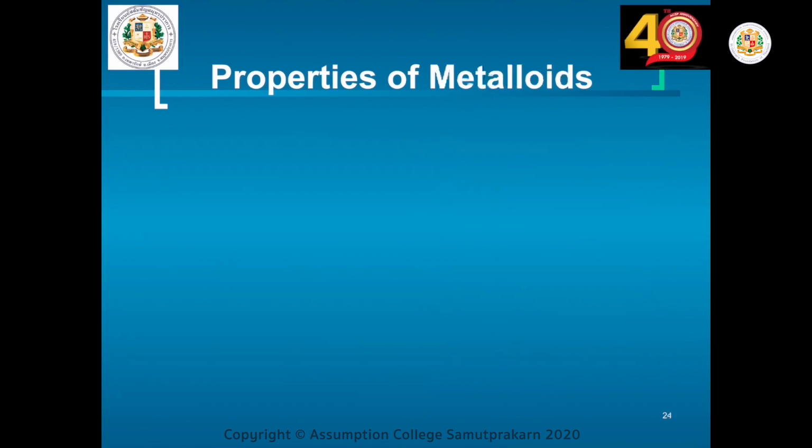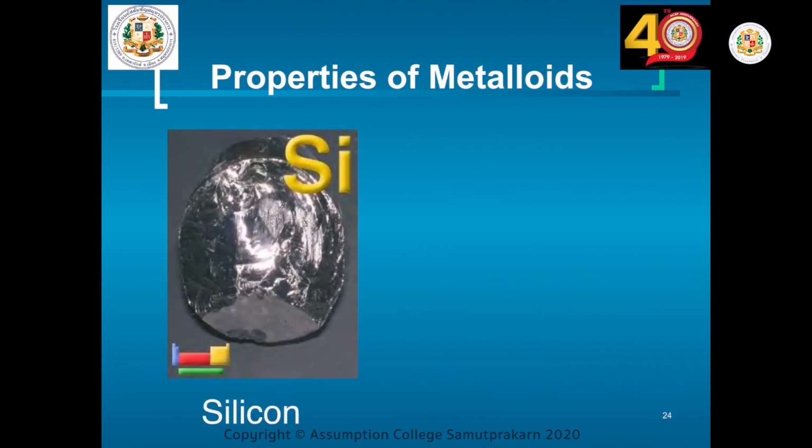Finally, we have the properties of metalloids. Metalloids have properties that are a mixture of both metals and non-metals. Okay, so an example of a metalloid is silicon. Remember, how many metalloids do we have? Right, we have 8. So metalloids have both properties of metals and non-metals. That's why we call them semi-metals.